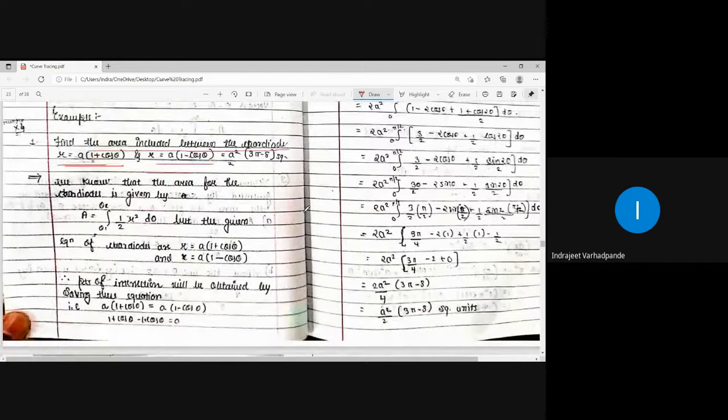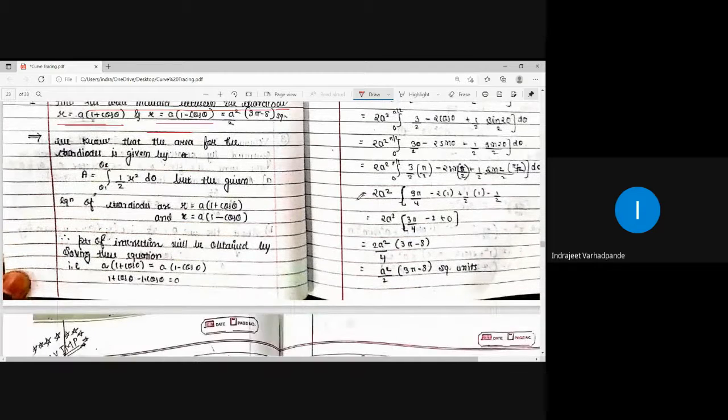It is bounded between the two cardioids r is equal to a into 1 plus cos theta and r is equal to a into 1 minus cos theta. Now I have to calculate the area. What is the formula for the area? Formula for the area of the cardioid will be given by A is equal to integral theta 1 to theta 2 half r square d theta. But what are the equations of the cardioids? Equations of the cardioids are r is equal to a into 1 plus cos theta and r is equal to a into 1 minus cos theta.